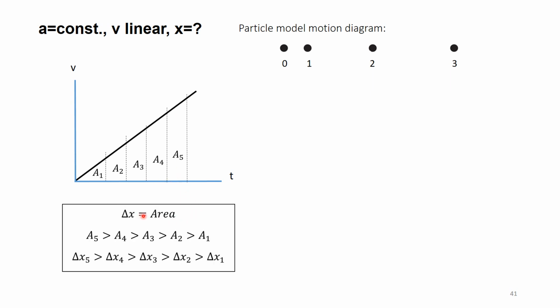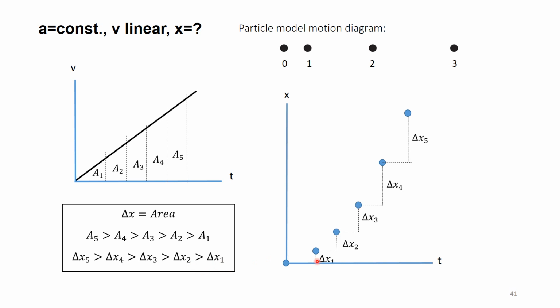So we'll write it like this. The area, all these areas A1 through A5, represent delta x, the displacement. And since A5 is the biggest, the displacement in this last interval is the biggest, and then gets smaller in the other intervals. Okay, so we know how the displacement changes. So we have to make a plot of position and time. So in the first interval, delta x1, we should have a small displacement. Then the displacement should get bigger for the other intervals.